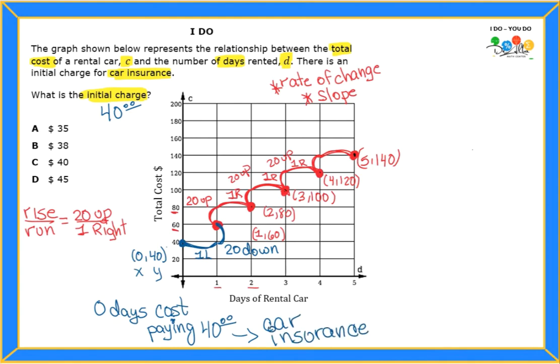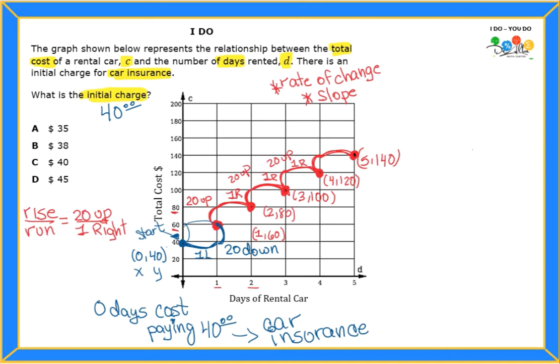This is your car insurance, which is considered your initial charge. This is where I'm going to start. We call it the initial, or we can say that's where I start. Is that right? So I'm going to start at $40. And then from there, I'm going to add up $20 every one day. So look at this, 20 up and 1 to the right, I do get to the next point. Is that right?